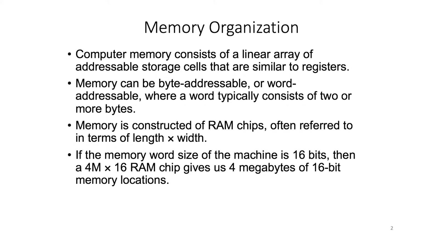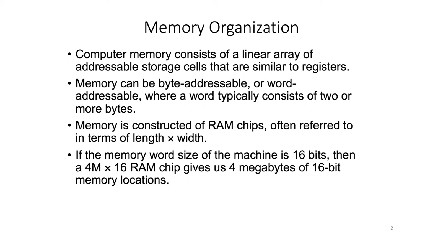In this video, we talk about memory organization. So we know that computer memory consists of a linear array of addressable storage cells that are similar to registers. Memory can be byte addressable or word addressable, where a word typically consists of 2 or more bytes. For example, a 16-bit word consists of 2 bytes and so on.